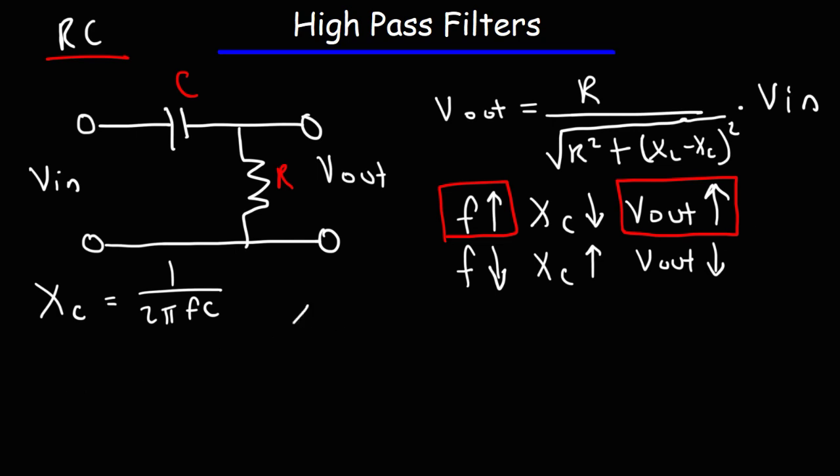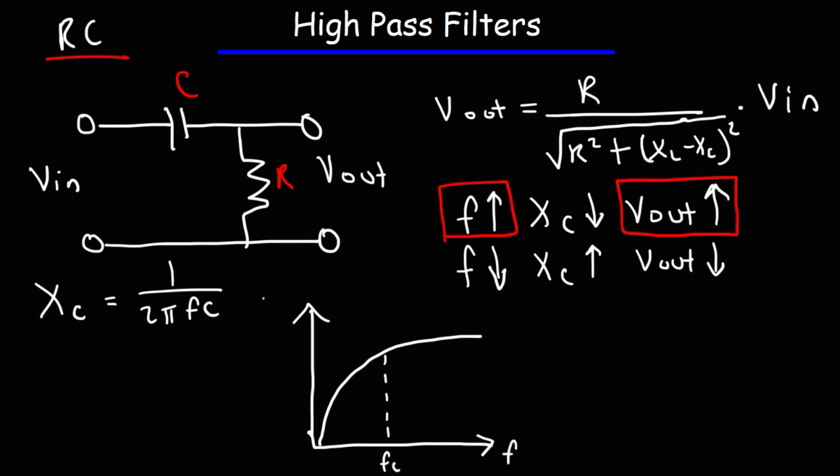Now the frequency response for this circuit looks like this. It's different than the other RC low-pass filter. So this would be the cutoff frequency, and this right here would be the maximum value of the signal, and we have a drop of 3 decibels at the cutoff frequency.